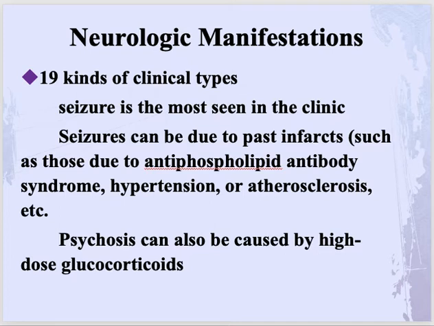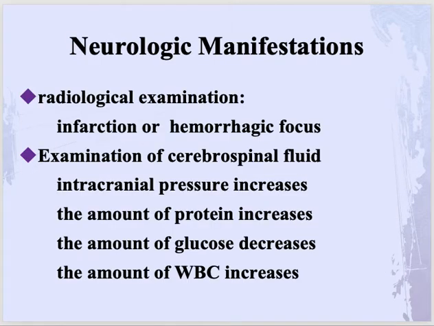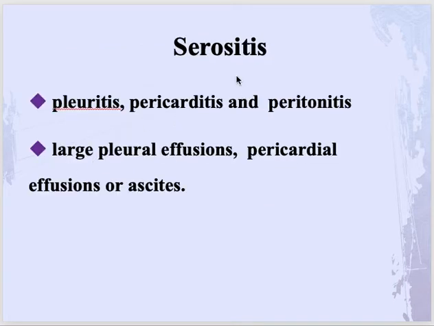And neurological manifestations, we already talked about this one. Okay. Now, neurological manifestations, hematological manifestations. Of course, there will be anemia of chronic inflammation. There can be hemolytic anemia, lymphopenia, neutropenia, thrombocytopenia, splenomegaly, and lymphadenopathy is common, which I included before, right? So, these things. And the patient may have serositis.